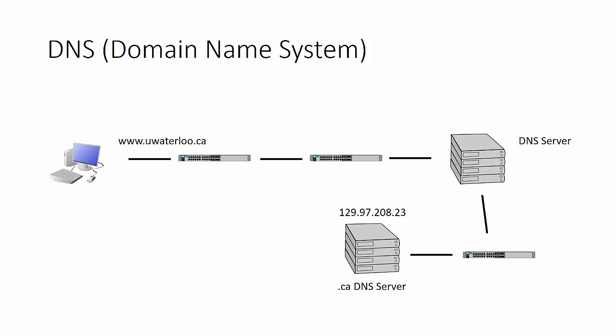Now, your local DNS server may not know exactly where uwaterloo.ca is, so it may go on to say, for example, to the .ca DNS server, hey, you're in Canada, do you know where this address is? And then it may come back with the number. So it may require more than one hop to a different DNS server, but eventually, no matter what name you type in, it will come back.